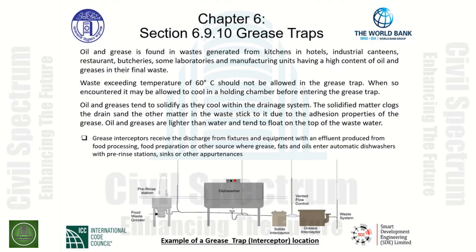6.9.10, Grease Traps. Oil and grease is found in waste generated from kitchens and hotels, industrial canteens, restaurants, butcheries, some laboratories, and manufacturing units, having a high content of oil and greases in their final waste. This section is specific in that we must capture the grease prior to discharging into our drainage system.